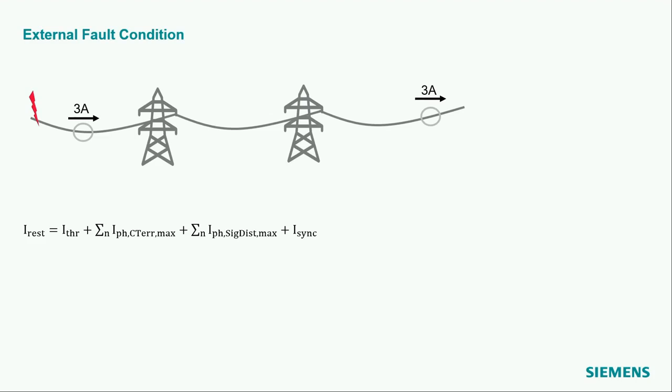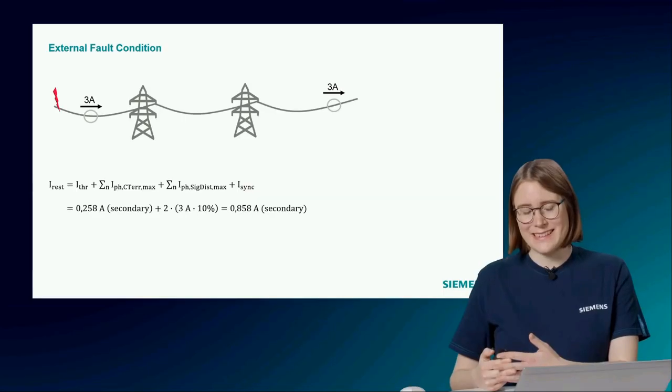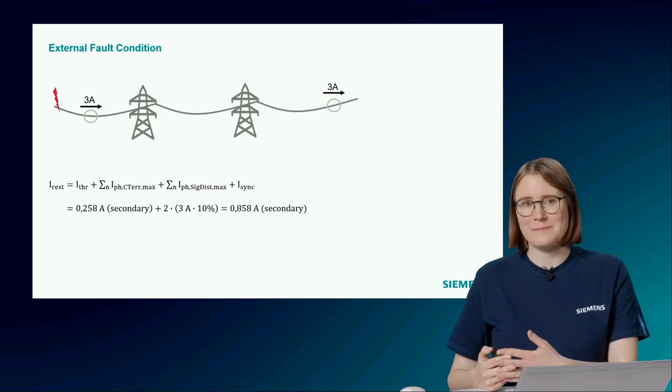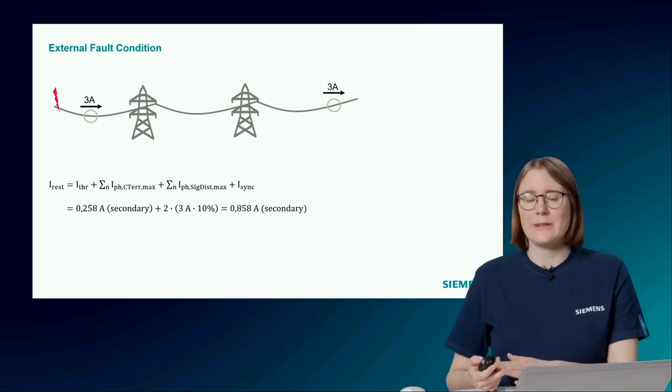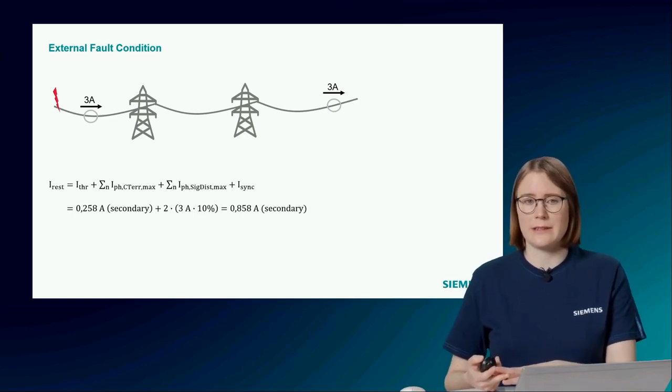Here's the same equation as before. Of course, the threshold value is also the same as before, our 0.248 amps secondary. But the main point on this slide is that this time, when we have current flowing bigger than 1.5 times nominal current, then we have to use this CT error B, so this 10% for the CT error.